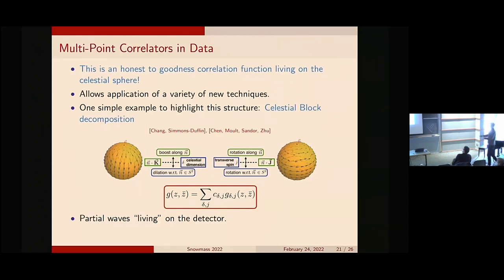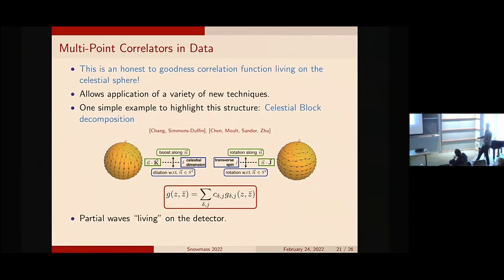So for example, one thing everyone knows that you can do with correlation functions is you can decompose them into conformal blocks. And so there's an analog of this for these light ray operators which live on the sphere, which is called the celestial block expansion. And so this is a decomposition into operators which are eigenstates under the boost anomalous dimension and transverse rotations about the direction of the jet.